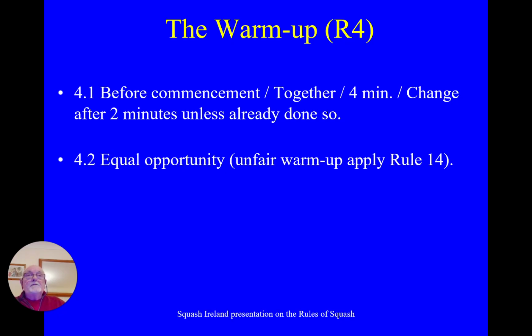Rule 4.2 says each player has an equal opportunity to play the ball, and it's really important that the referee penalise unfair warm-up, in that if a player is hitting the ball back to themselves too much, for example, any more than 3 or 4 times hitting the ball back to themselves before they strike the ball back to their opponent, would be looked at as an unfair warm-up, and really the official should bring that to the attention of the offending player.